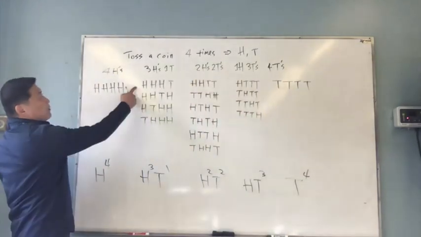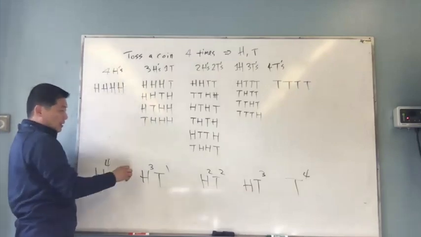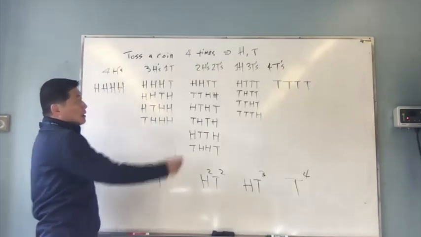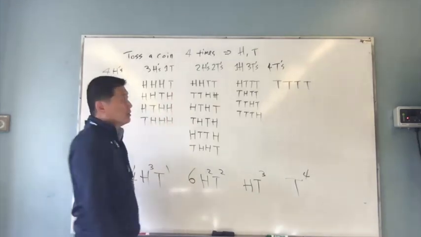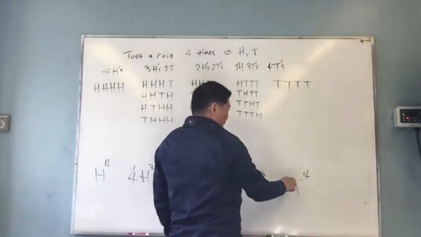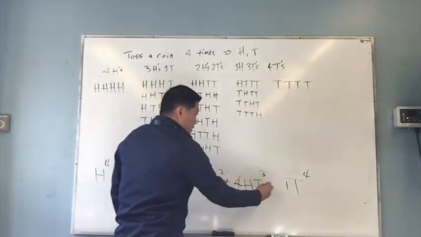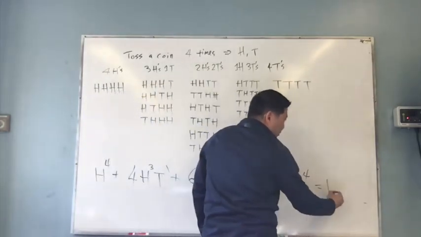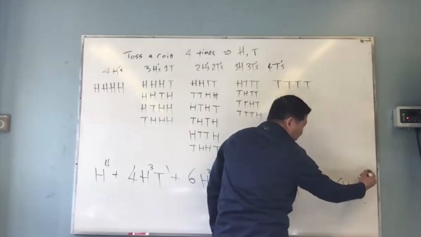But guess what? This one happens 4 times. There's 1 here, 1 here, 1 here, 1 here. So I have a 4 here. I got 1, 2, 3, 4, 5, 6. I have 6 outcomes. Over here, 1, 2, 3, 4, I have 4 outcomes. Over here, 1 outcome. So if I can just add them up, that's the probability of head, tail to the 4th power.